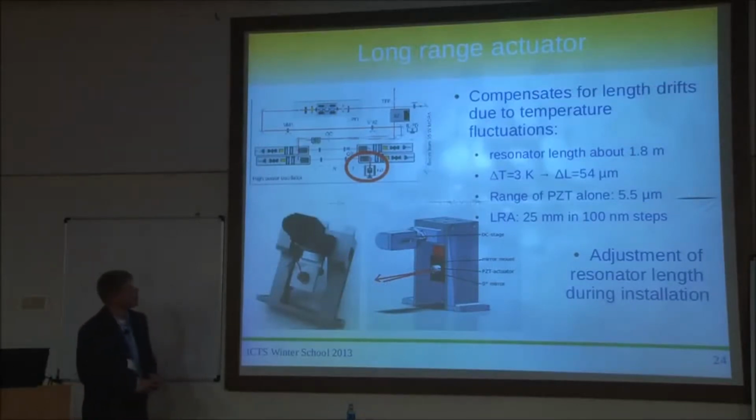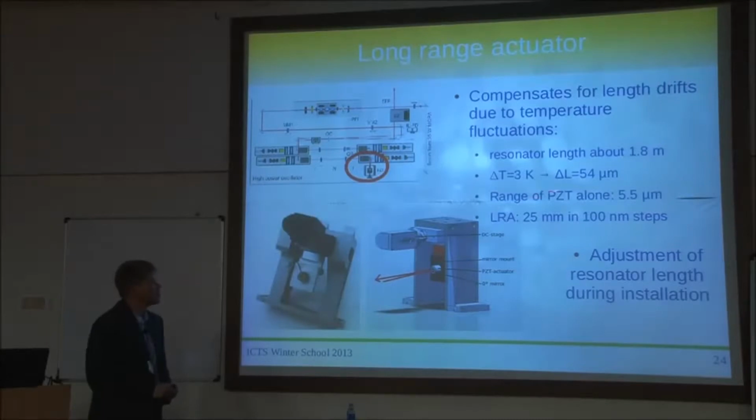Another component which you might have seen in this setup is the so-called long-range actuator. I've shown you this picture in the beginning, and you might have seen that it's a rather huge thing. So this base plate is about 2 meters long. Well, it's not 2, I think it's 150 or so. And we were a bit worried that that thing might expand when the room temperature changes. And actually, one can calculate that, of course. If the room temperature changes by 3 Kelvin or 3 degrees Celsius, then that would cause a change in the resonator length of 54 micrometers.